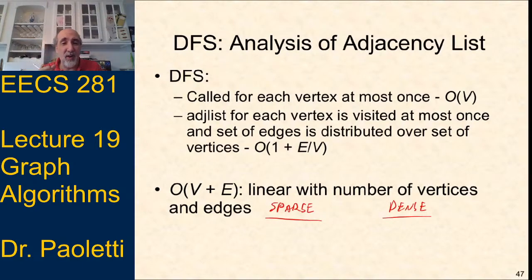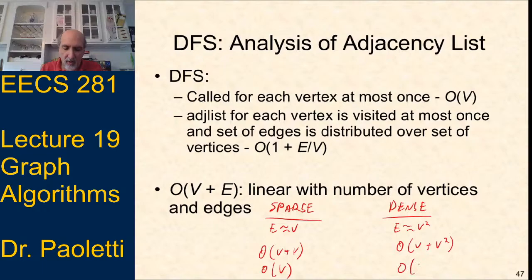If it was sparse and it was an adjacency list, what if it was dense and we represented it as an adjacency list anyway? Well, if it's sparse, then E is proportional to V, and O of V plus E is the same as saying O of V plus V, which is O of V. All right, but over here, E is proportional to V squared, which means we've got O of V plus V squared, which is O of V squared. So it's not the representation that makes the adjacency list more efficient. It's the fact that it was sparse and we chose an adjacency list.